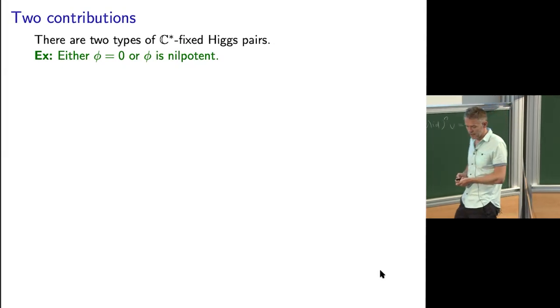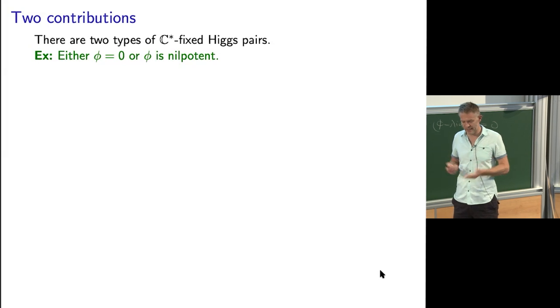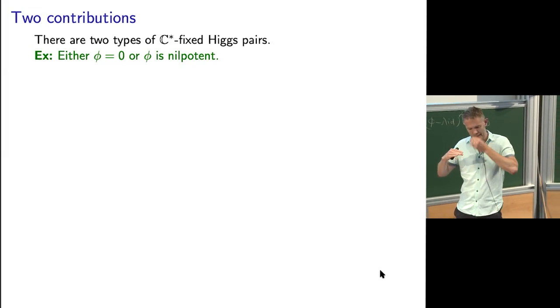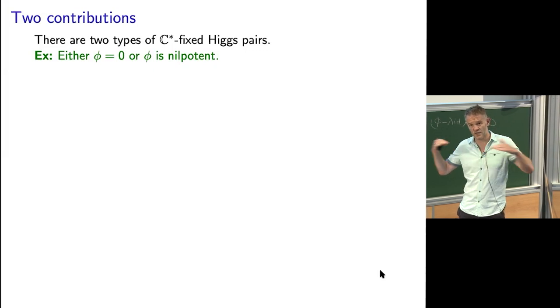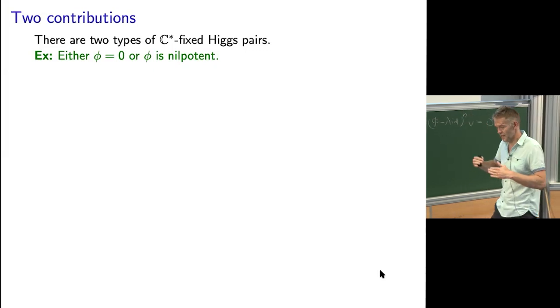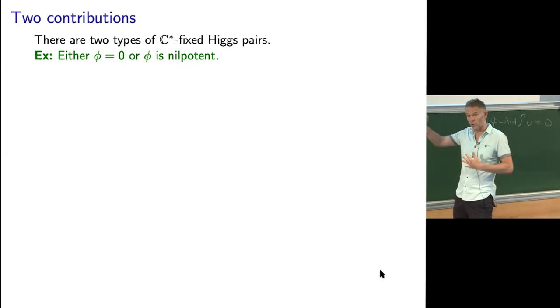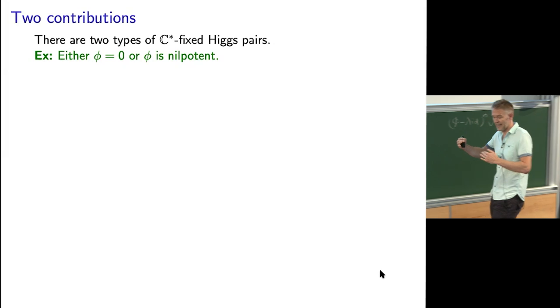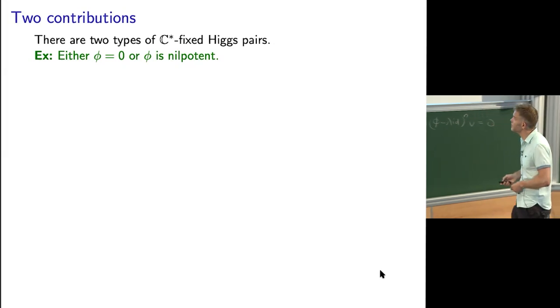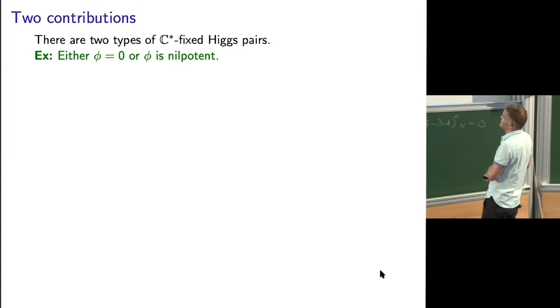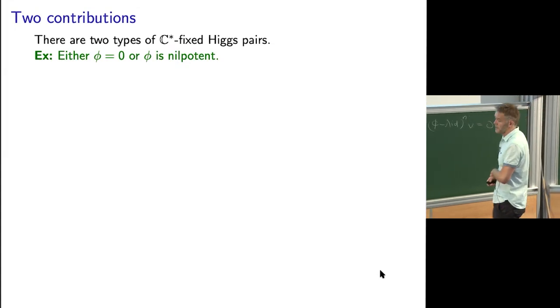One is where phi is zero. That is obviously fixed under the C star action. So that corresponds to sheaves on X which are scheme theoretically supported on S. They're pushed forward from S. So they're not line bundles on S. They're really rank R sheaves on S, pushed forward to X. So that's the most degenerate case where the Higgs field is zero. And then the exercise is to show that you can also get fixed pairs from nilpotent phi.